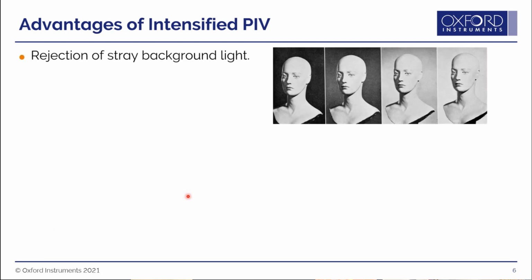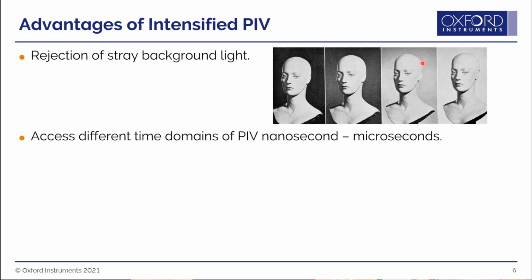As I said before, you can reject stray background light. I was looking for a good picture to point out the benefits of this, but this one gives a bit of an example: you can see the main thing you want to look at much better if you can get rid of anything in the background that's reducing the quality of your image. And if you have an intensified camera, you can then access different time domains with PIV, because you can exceed what the camera is capable of clearly defining.